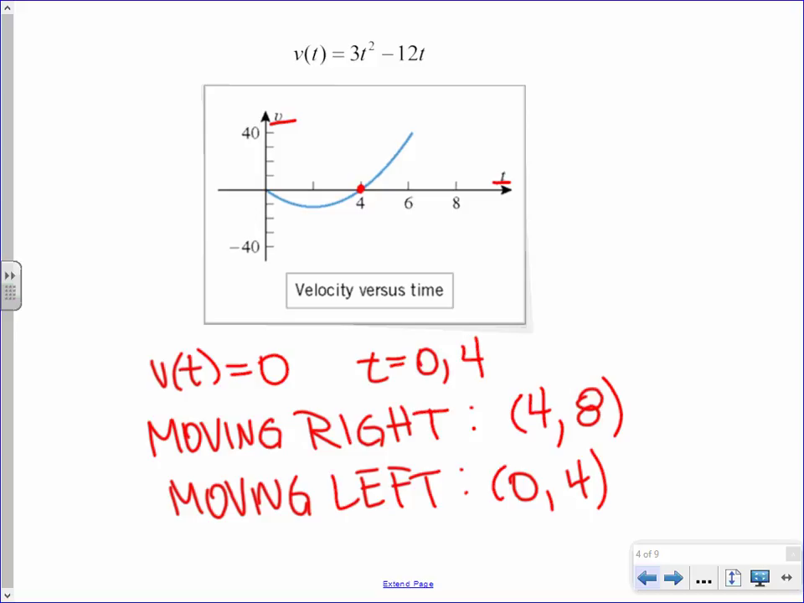Look at this right here. Why does it have to slow down and stop? Because it's changing directions. Anytime we change directions, you're going to have an instantaneous moment where you have to stop. So anytime our particle changes directions, we're going to have a velocity at 0.